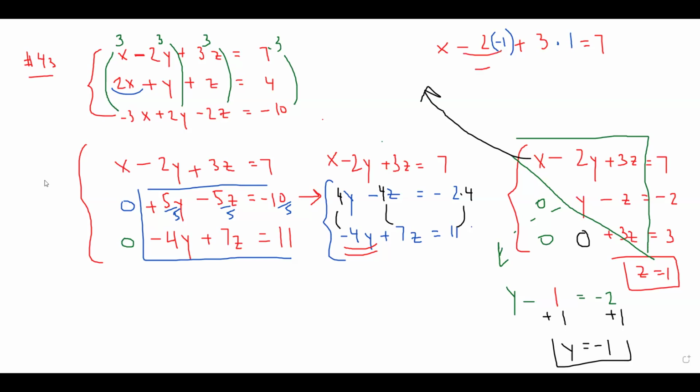Looks like it's a plus 2, and this is plus 3. Right, so x plus 5 is 7. So what is x? 2, right? 2 plus 5 is 7. And we got it.